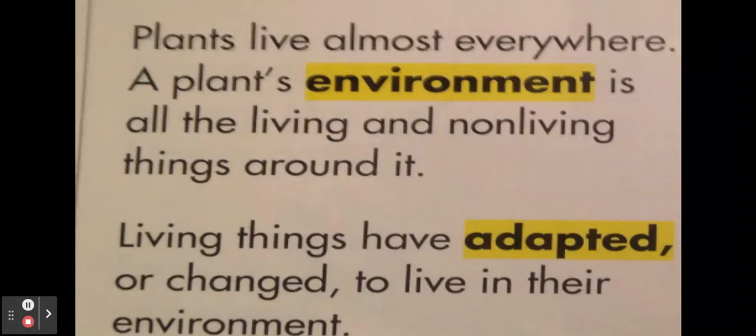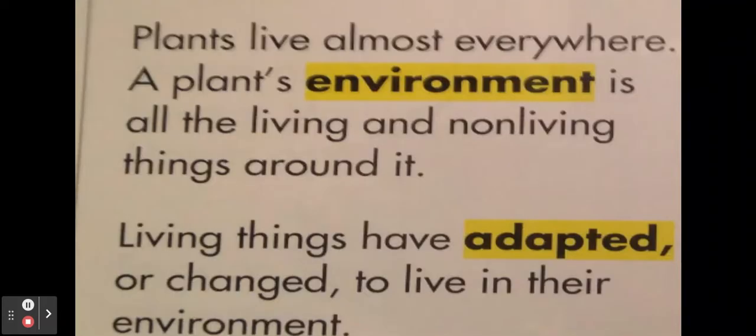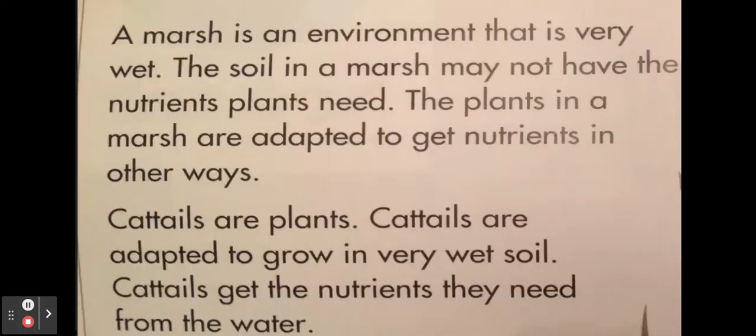A plant's environment is all the living and non-living things around it. Boom, right there in the text. What does adapted mean? Thumbs up if you see it. Living things have adapted or changed to live in their environment. All right, so adapted means to change to your environment.